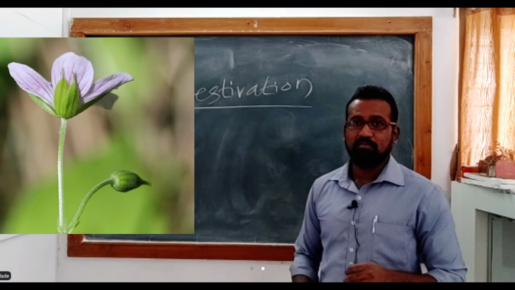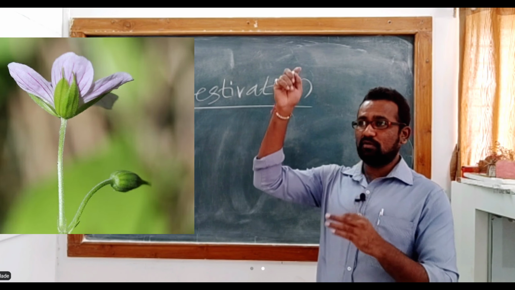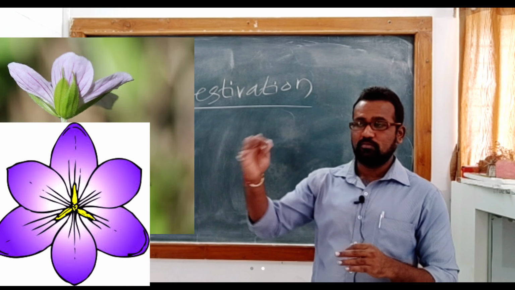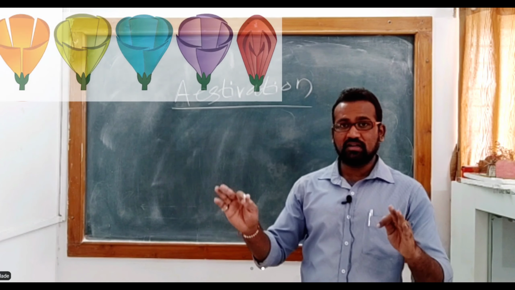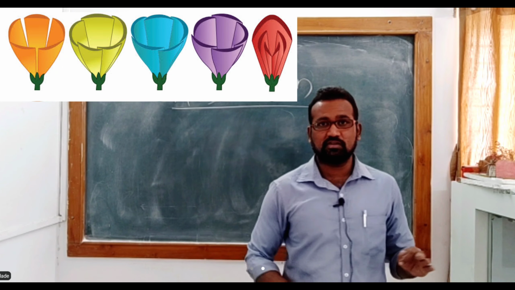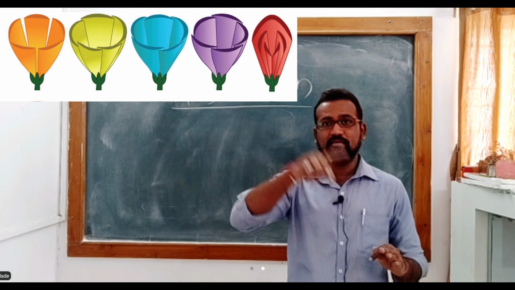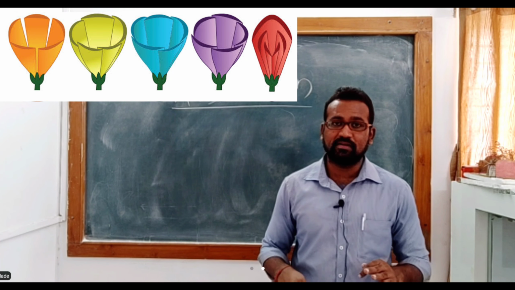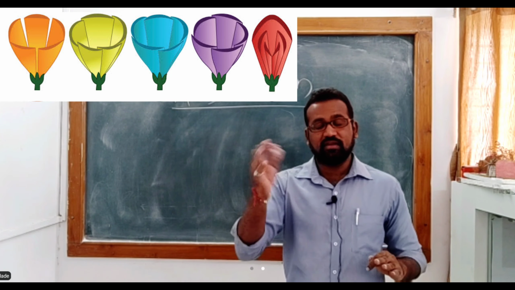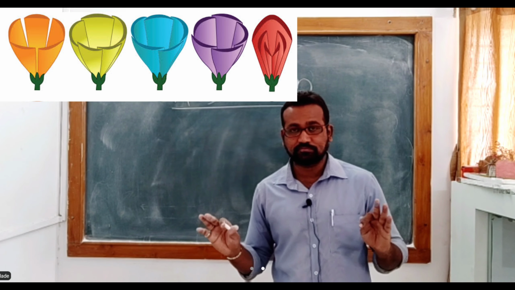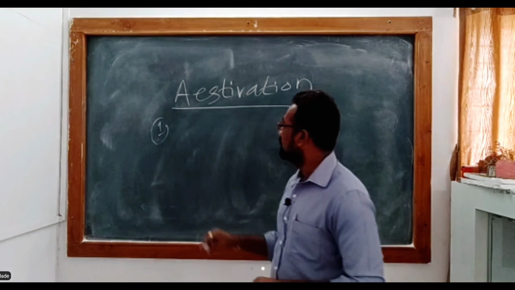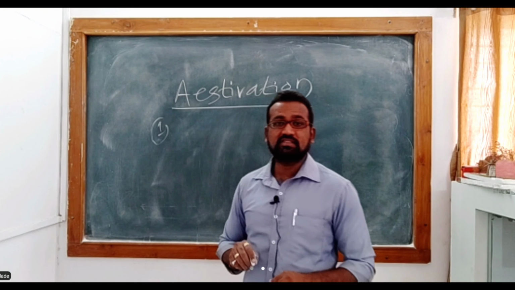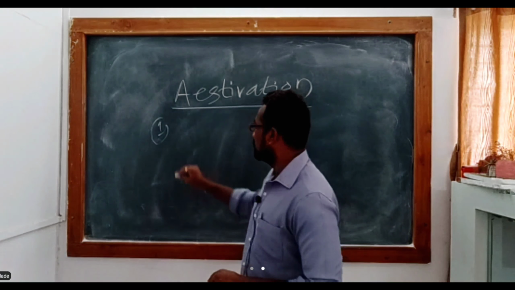This is studied under the terminology of aestivation. If you look at the flower from the side, from the front, you will find there is a difference. If you cut the petal or sepal portion, you will find the margins of the sepal or petal, after cutting only. So in aestivation, you will find there are various different types. First is valvate aestivation.